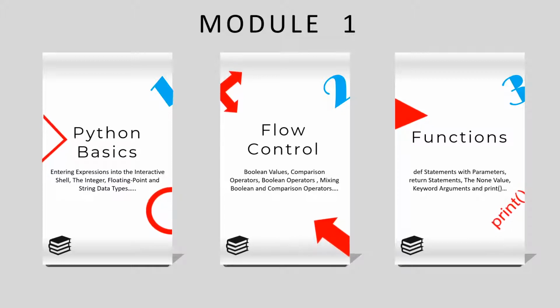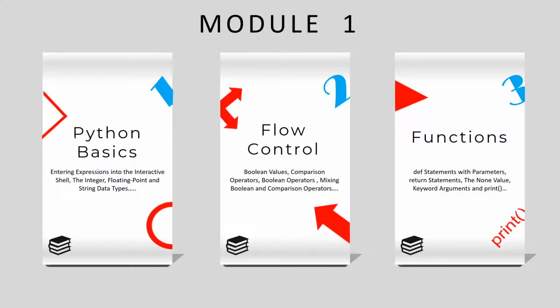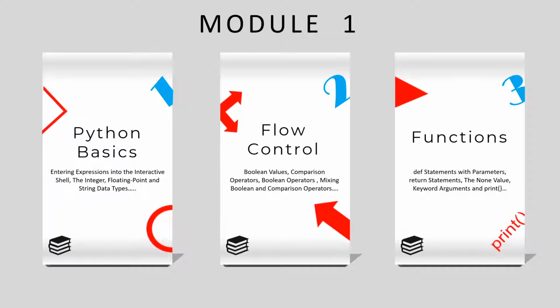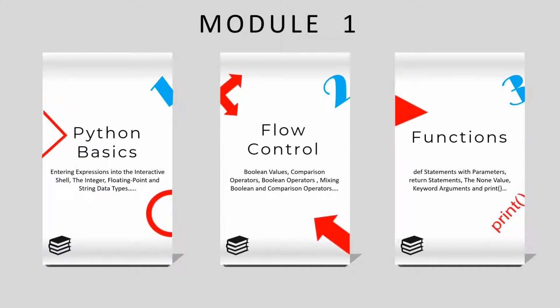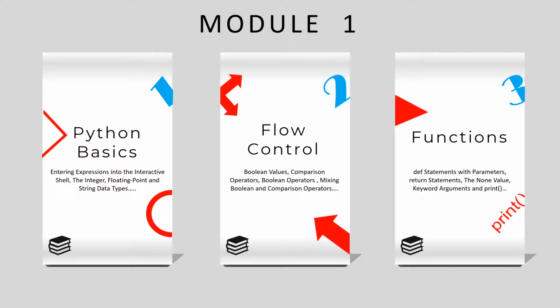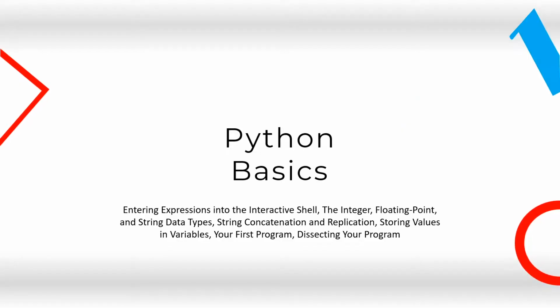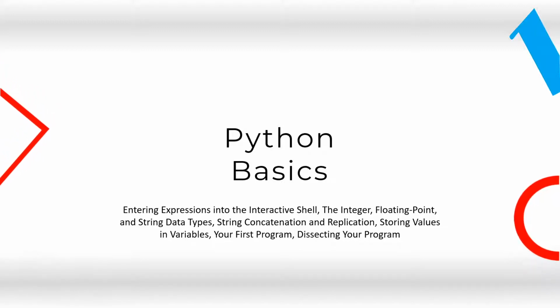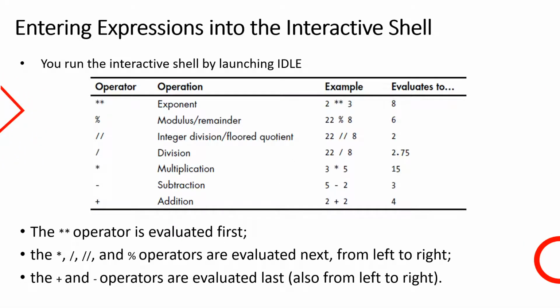Okay, in Python basics we are going to study normal interacting with shells, then how to declare a variable, how to use a variable and all. Then flow control: if conditions, while condition, do while, all these control statements we will see. Then in functions, how to create your own functions, how to use default functions and all, we will see. So let us start with the first chapter, Python basics. The first topic in this chapter is entering expressions into interactive shell.